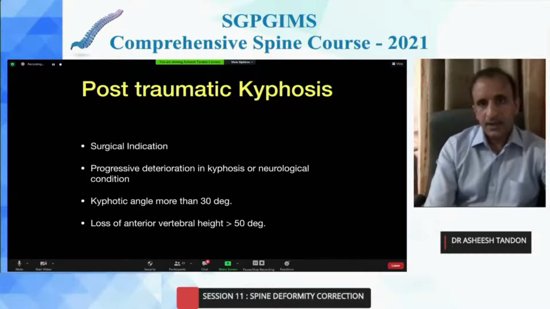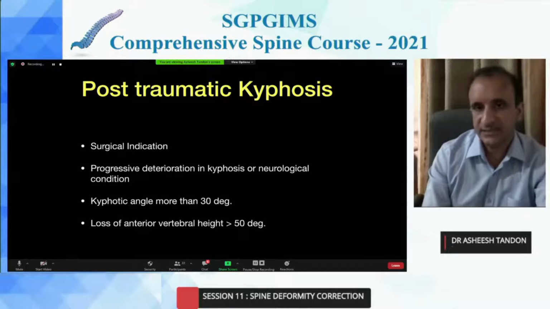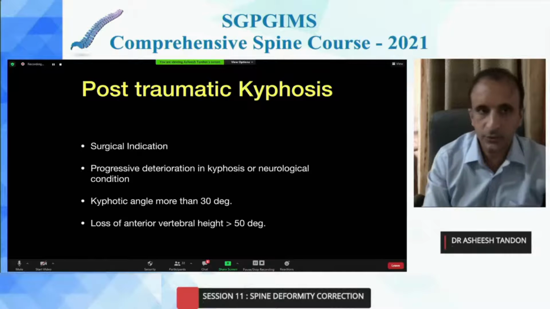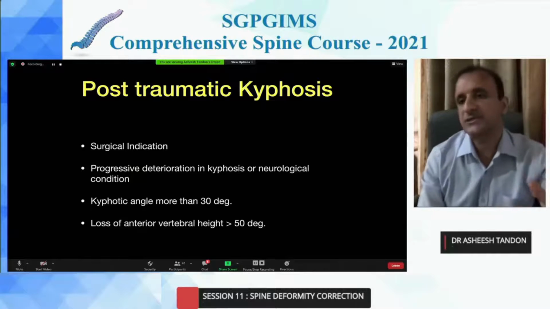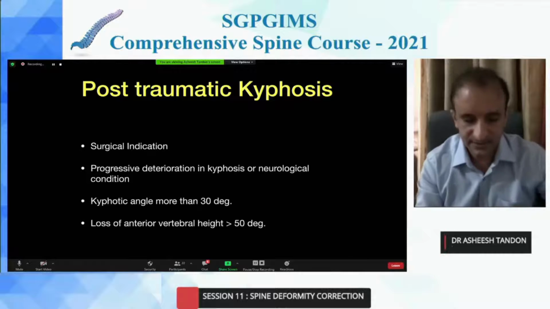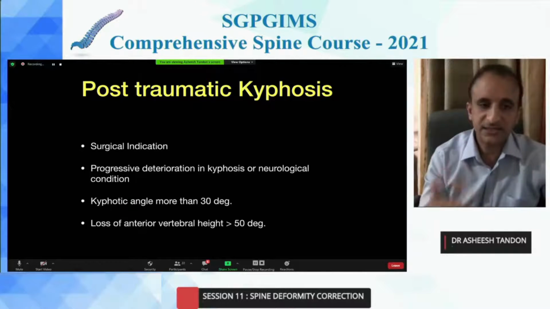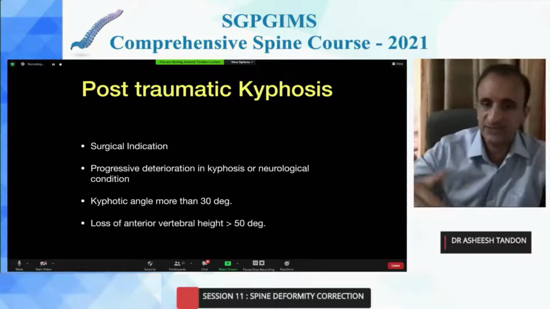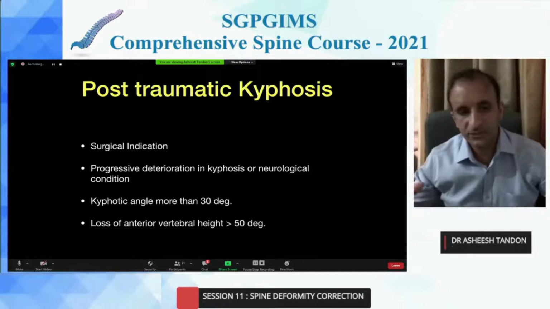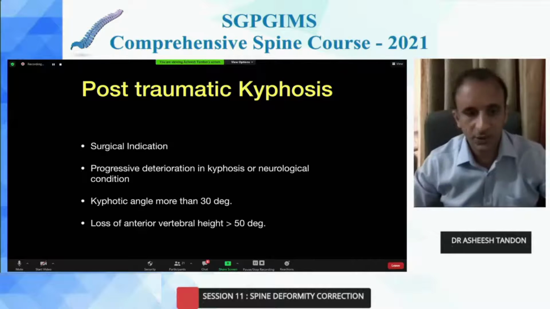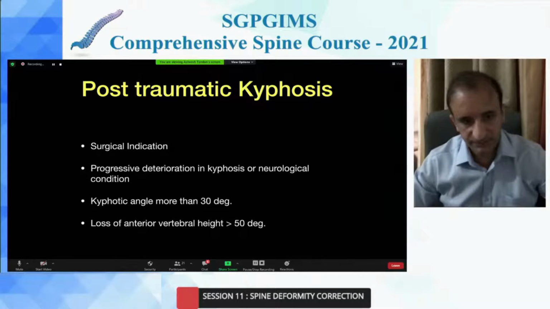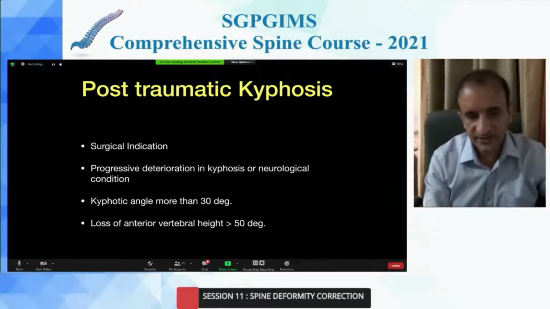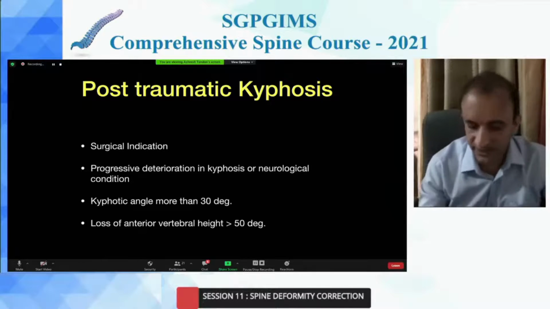Now, I've just highlighted a few of the common causes of kyphotic deformities and how you choose. For post-traumatic kyphosis, apart from the TLICS classification, the surgical indication as far as kyphosis is concerned is if there is progressive deterioration in kyphosis or a progressive deterioration in the neurological condition of the patient, if the kyphotic angle is more than 30 degrees or the loss of anterior vertebral height being more than 50 degrees, it's time that you intervene surgically.